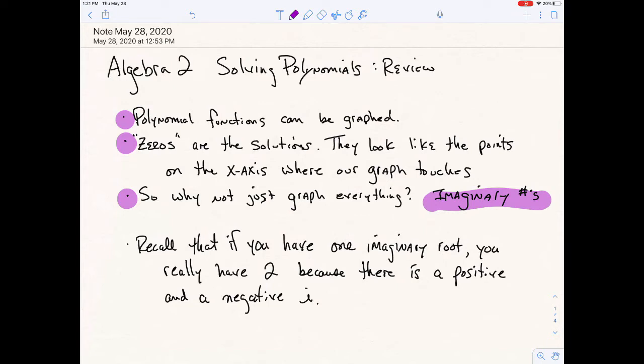So let's go ahead and recall one thing before we move on to this review piece. Recall that if you have one imaginary root, you're always going to really have two, because you're always going to have a positive and negative i.